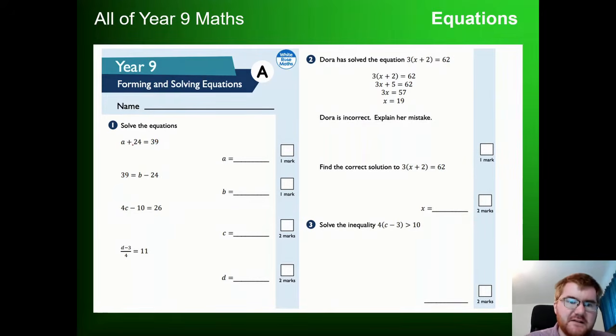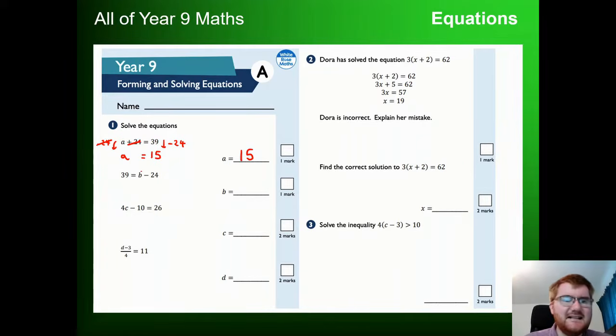So a plus 24 is equal to 39, and we need to work out what this missing value called a is. So what's the opposite of plus 24? Well, we want to minus 24 from both sides. The reason we do this is this 24 minus 24 cancels, which is exactly what we want. So we're left with just a. We have to do the same to both sides. It's like a scale. So 39 minus 24, well, that's going to be equal to 15. You can always do this by actually writing out the calculation as well.